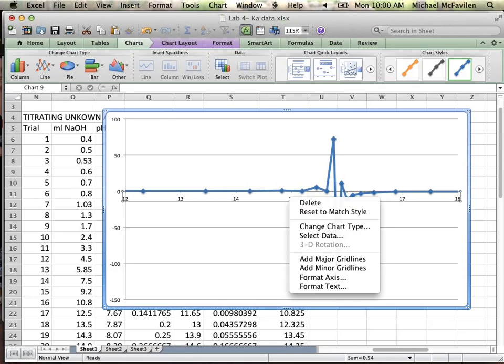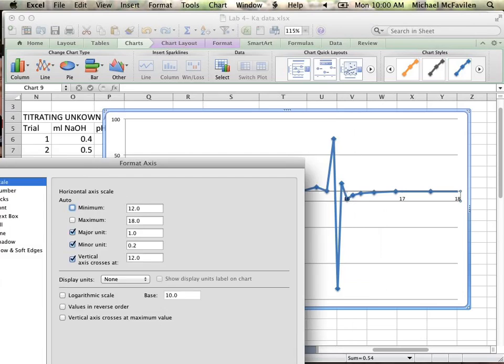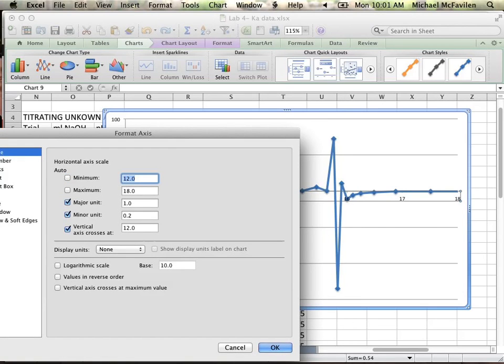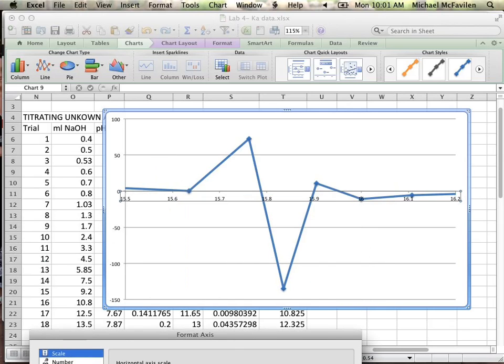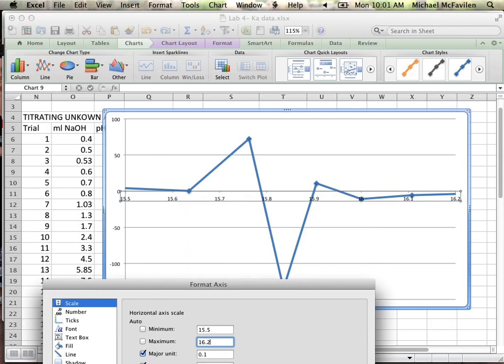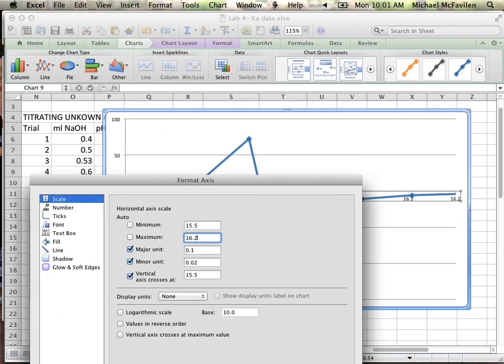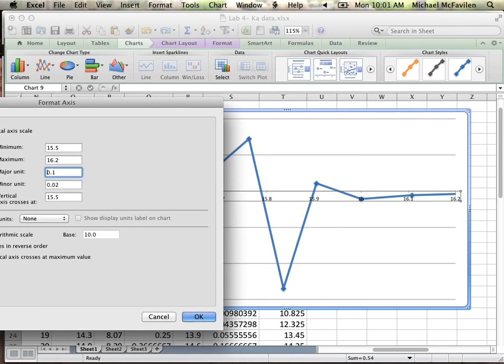So I'm going to change this x-axis. Make this 15.5. And because I want to be able to interpret more information, I'm going to change the major grid lines, man, this gets in the way. Let's try 0.5. 0.2. Nope. Too many. 0.5. We can read that.